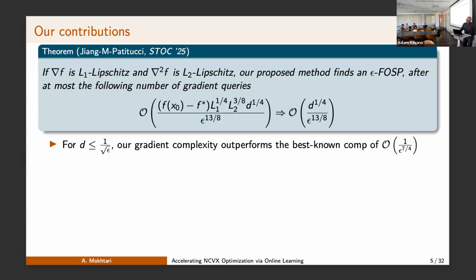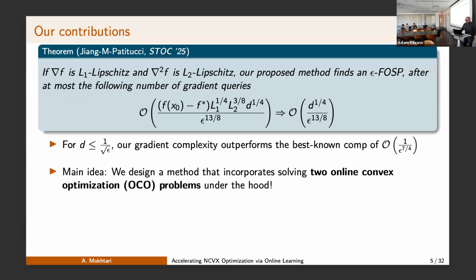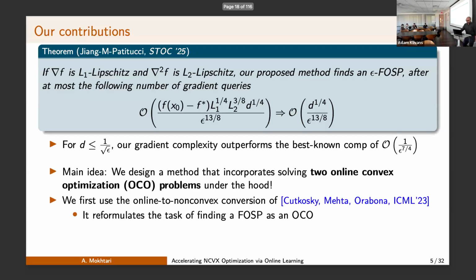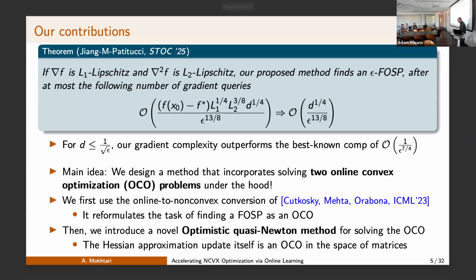All right. The main idea is that we're going to see two online learning problems pop up, and we're going to solve them and construct an algorithm. The first problem relates the task of finding a stationary point of a non-convex function to an online convex optimization problem with a linear loss. We're going to borrow some results by Ashok and his collaborators from an ICML paper. The second online learning problem is associated with the optimistic quasi-Newton method that we are going to propose, where the update of the Hessian approximation itself is an online learning problem in the space of matrices. So this is the high-level idea of what you're going to see in the next 35 minutes.